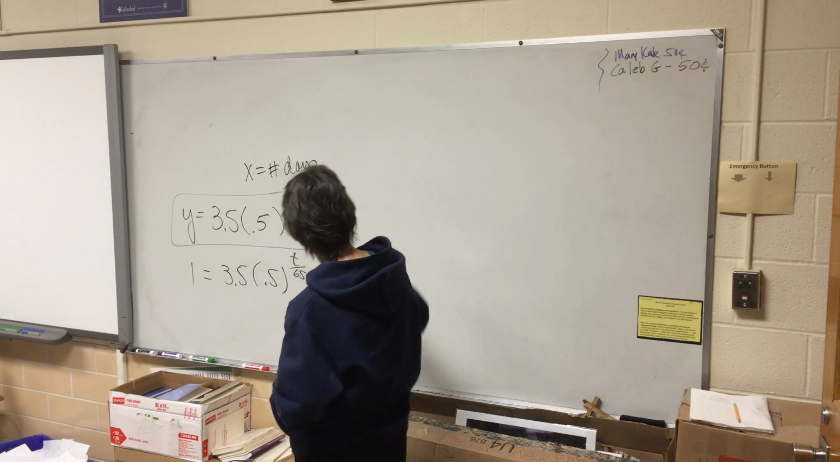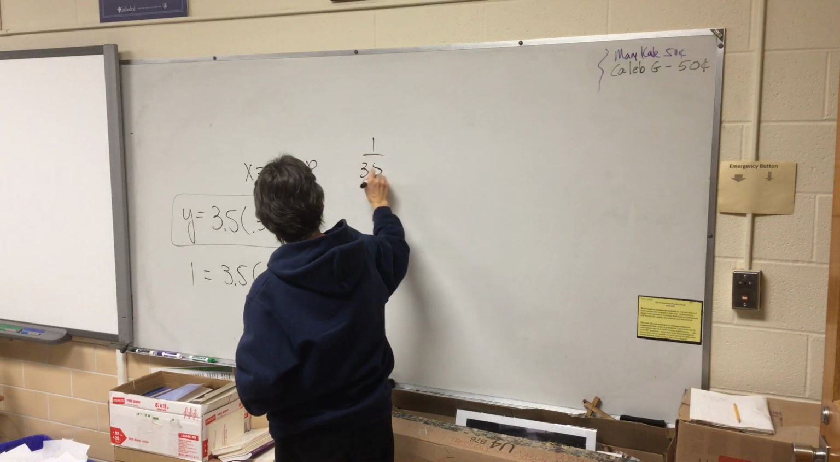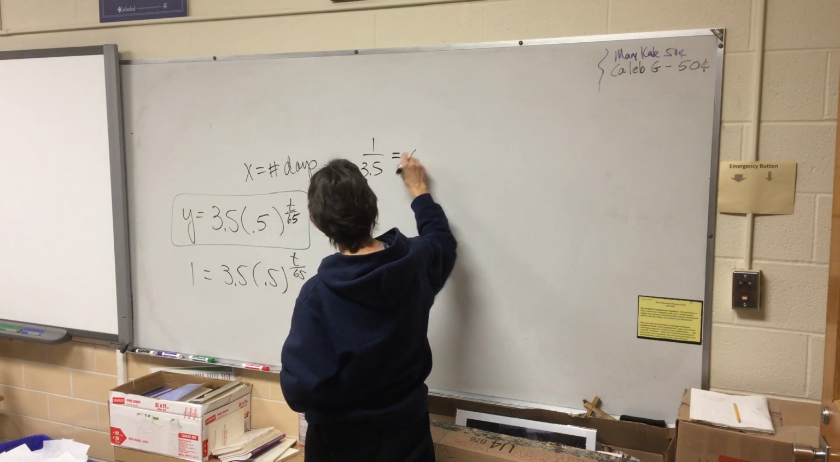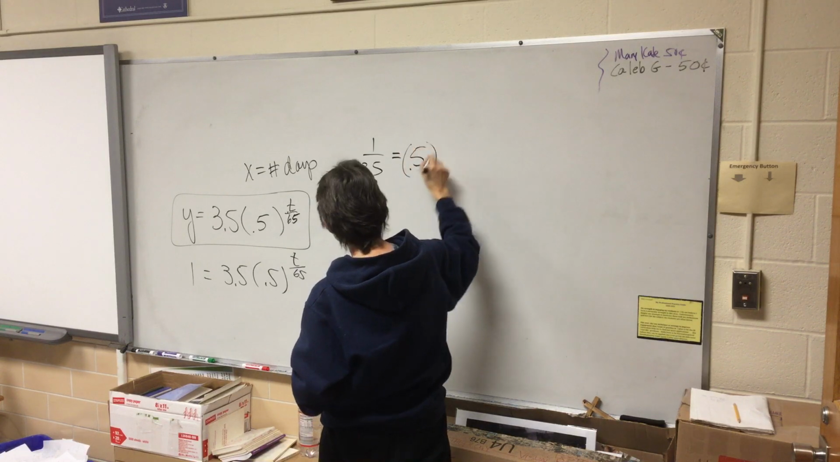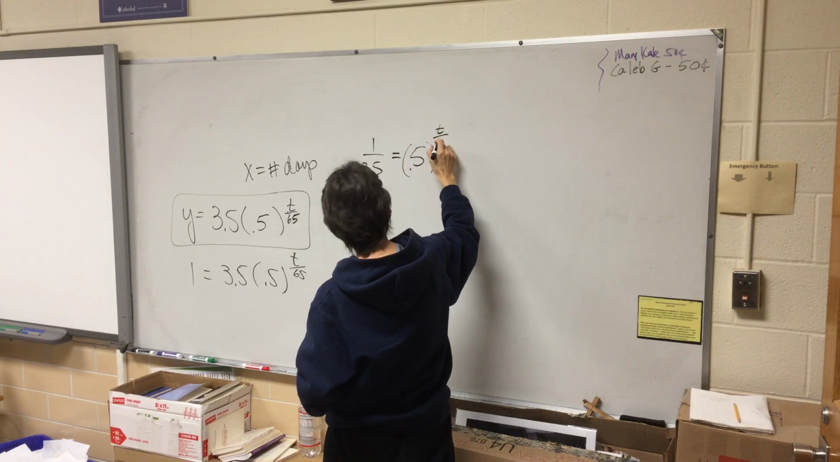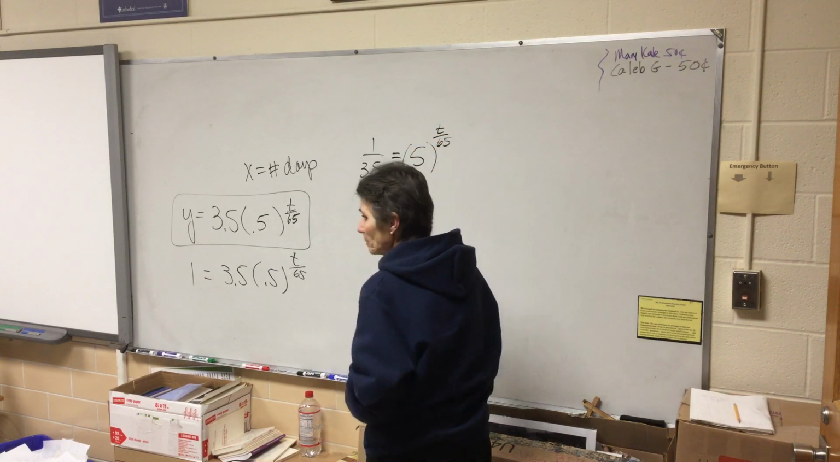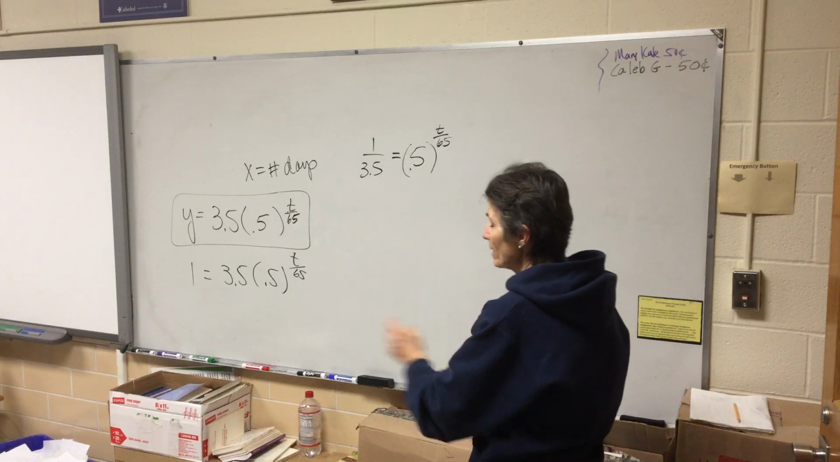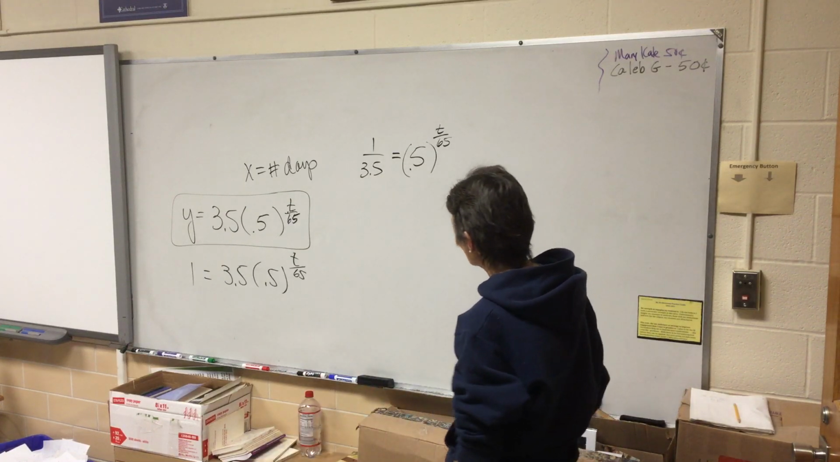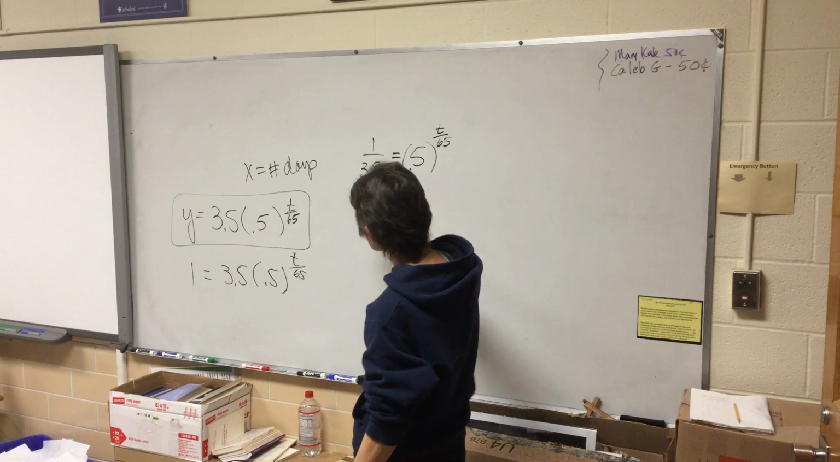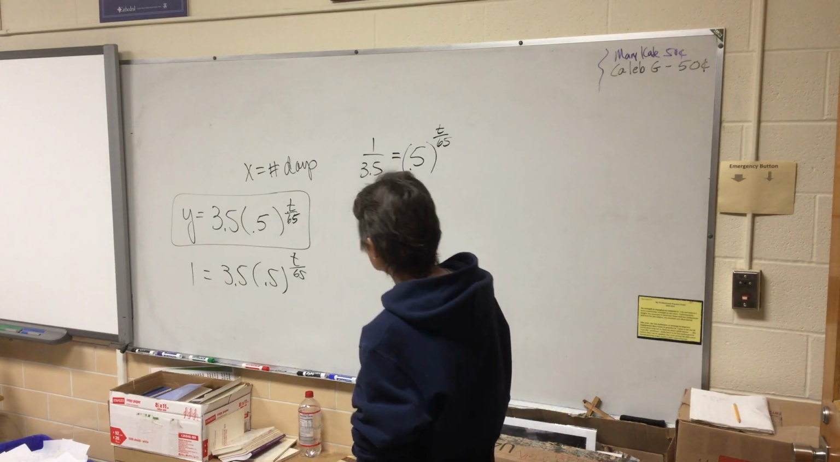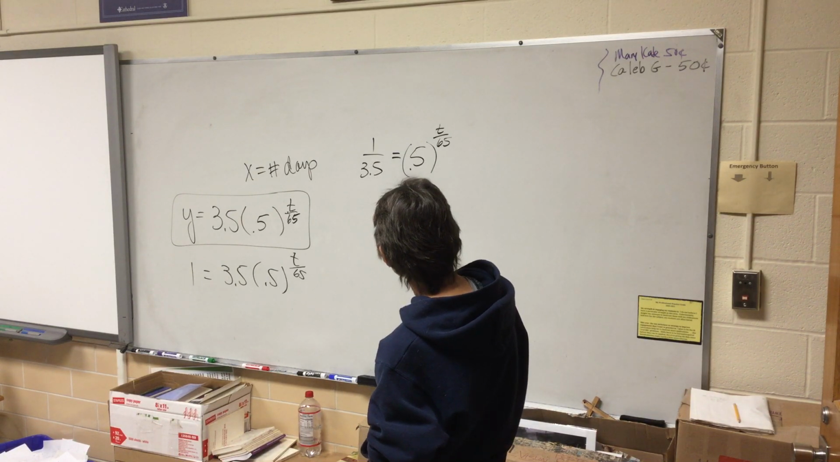Divide 3.5 first. Yep. So 1 over 3.5, and again, there really is no need to reduce or simplify that. You can if you want, but please don't round it off. Whatever you do, don't round it off. If you want to write that as 2/7 or whatever, that's fine. Just don't round it off.